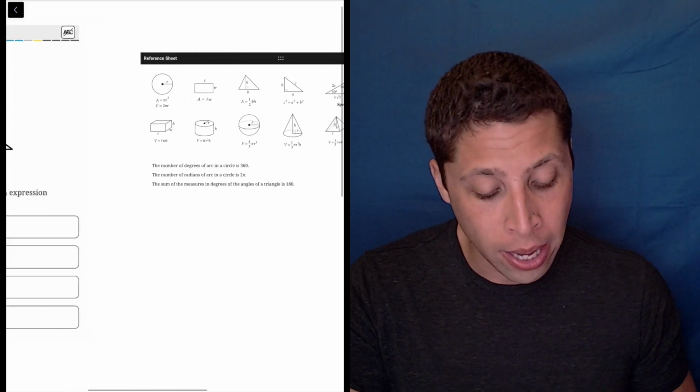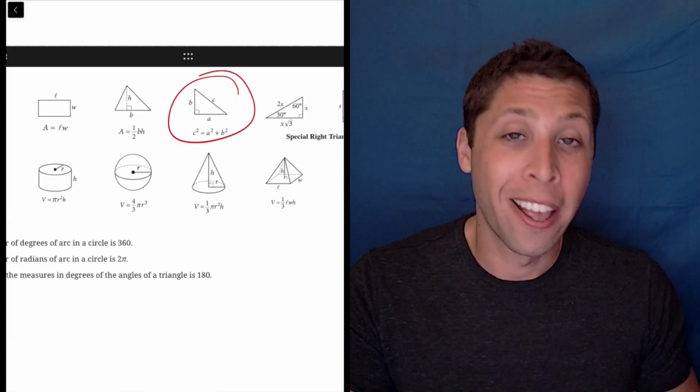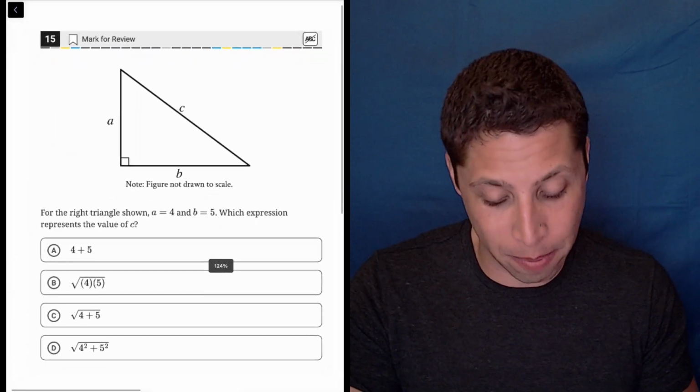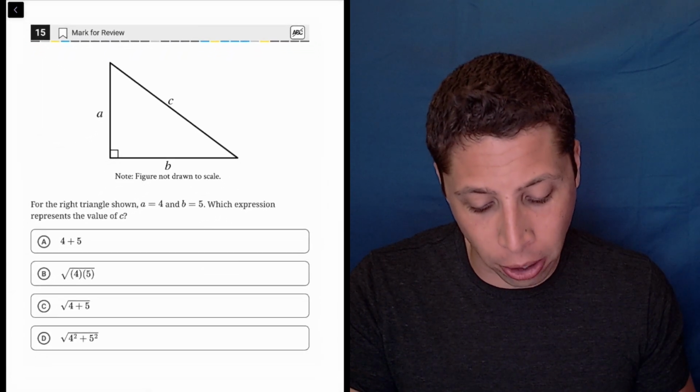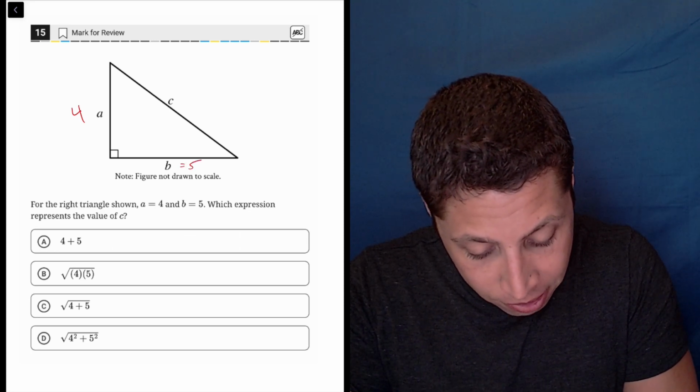Now, if you don't remember it, it is given to you in the reference chart. It's right here, and notice how similar this picture, even with the letters, matches with this one here. The only difference is they switched A and B, but it's the same thing. Those two don't matter. Let's put the numbers we are given in there. A is 4 and B is 5.